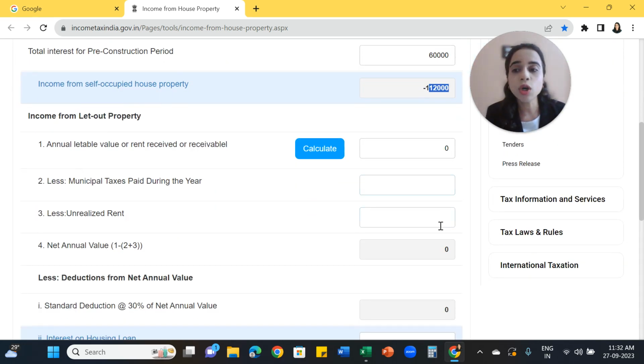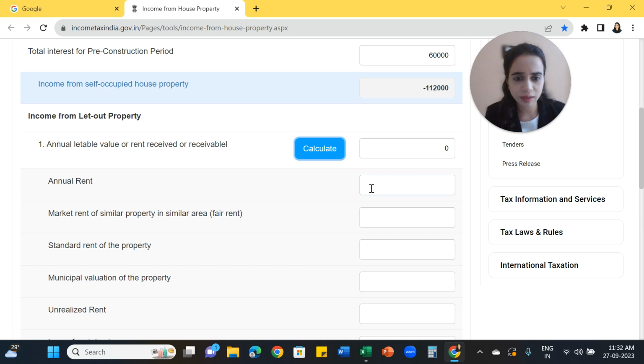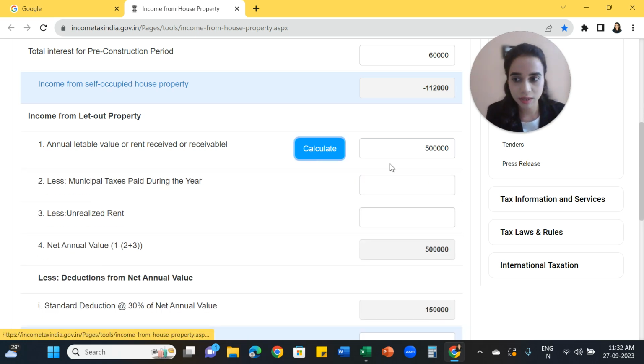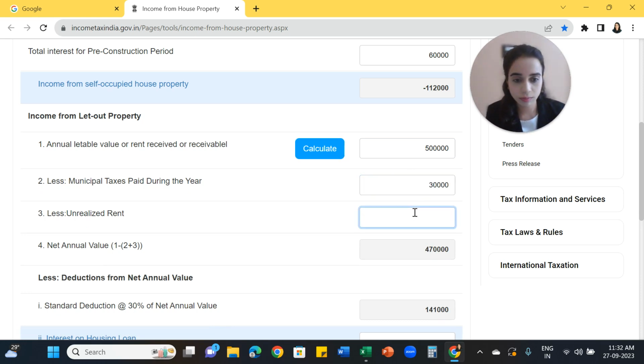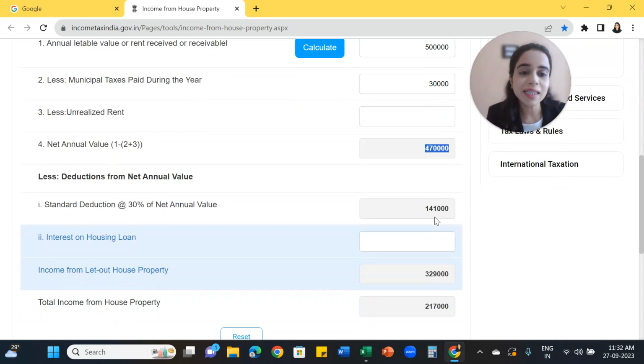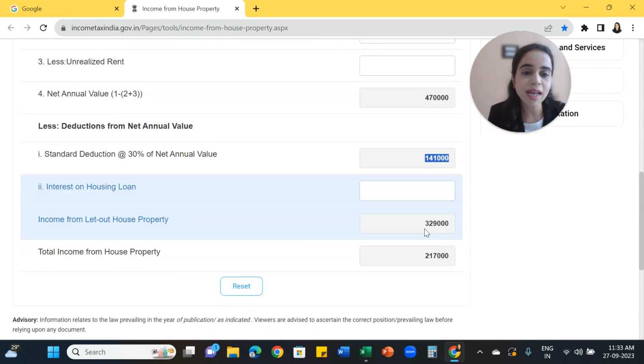All right, coming on to the income from let out property. Let's say I have received the rent of 5 lakh rupees and I have paid the municipal taxes of 30,000. So you can see my net annual value comes to 4,70,000, and there is 30% deduction on 4,70,000, which is 141, and what remains is 329.